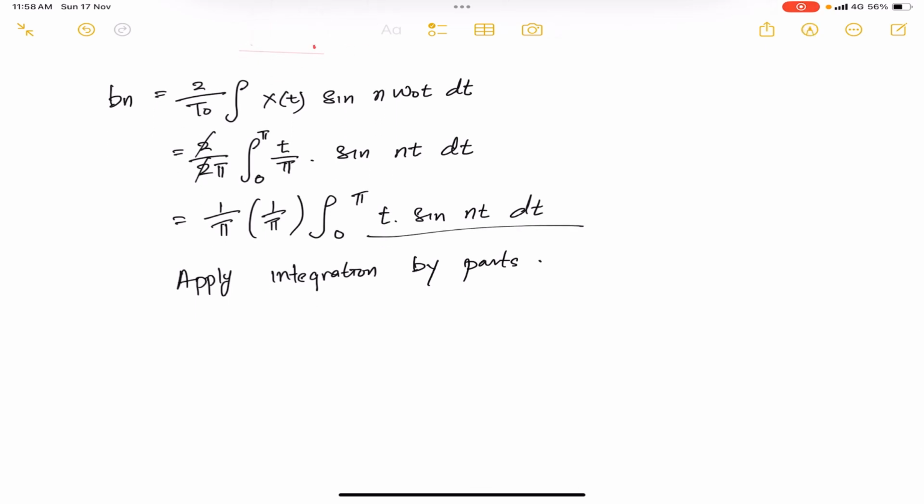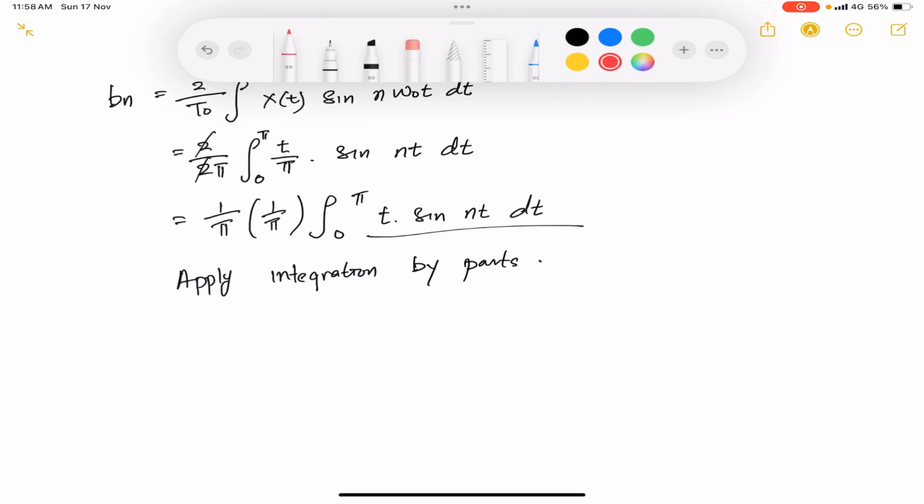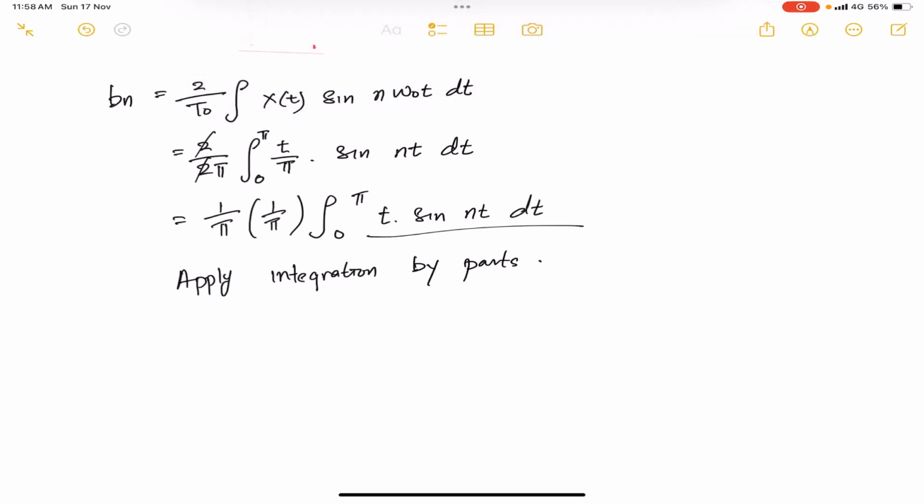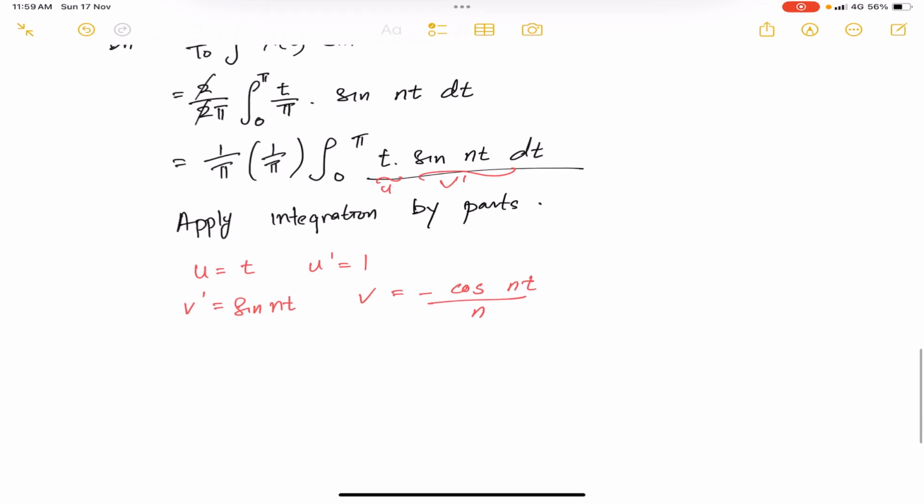So here we assume that this one is u, this one is v prime. So u equal to t, u prime equal to 1, then v prime equal to sine nt, then v equal to negative cos nt divided by n. In the question, v prime equal to sine nt. So if you want to get v, you have to integrate. And then you can apply the formula.